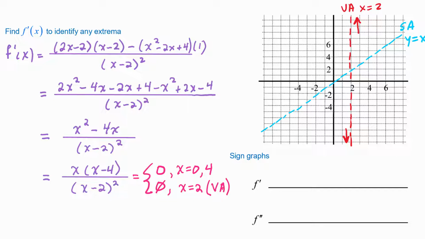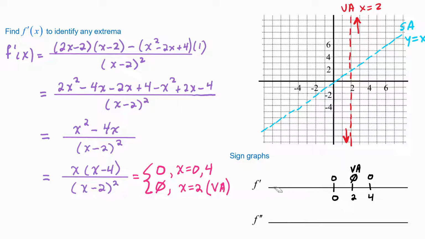Now let's put those values on our sine graph. We have 0, 4, and 2. So 0, we know the derivative is 0 there. At 2, we know that the derivative does not exist there, and it is a vertical asymptote. And at 4, we know the derivative is 0 there. Now we can do our sine analysis.